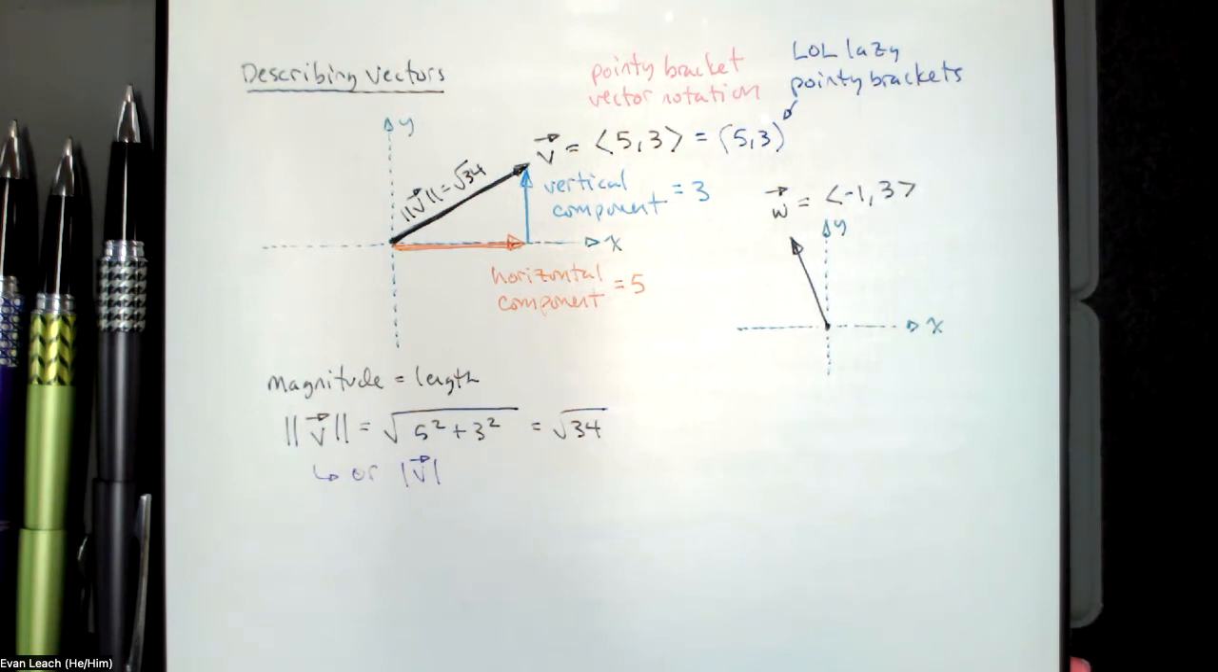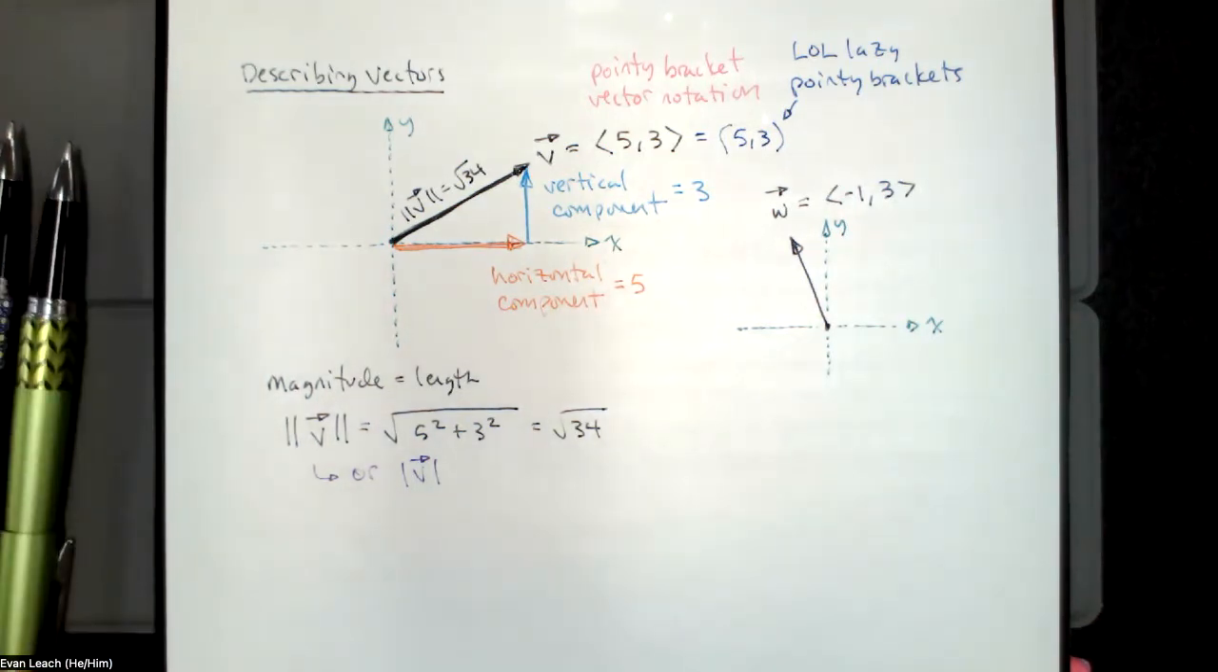If this sounds super pedantic when we're talking about it, that's only because it is. But the magnitude is going to be the length of the vector. How's that, okay? Now that we have this, we can introduce the other way to describe vectors.